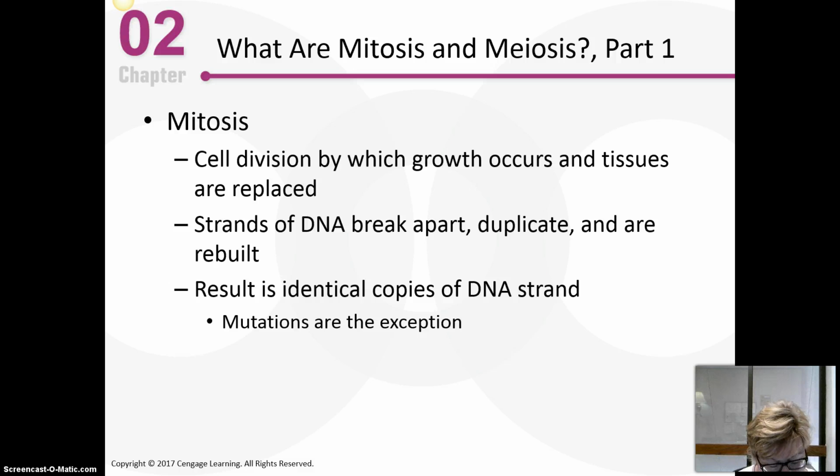Mitosis is cell division by which growth occurs and tissues are replaced. The key word here to remember is growth. And there's strands of DNA that break apart, they duplicate, and are rebuilt. And the result is identical copies of a DNA strand. So it's almost like duplicating. Think about it most like going on a copy machine, making more, duplicating. So growth, more, duplication of DNA. Mutations are the exception. So typically it goes just as planned.